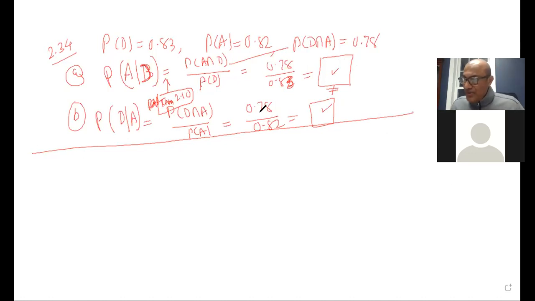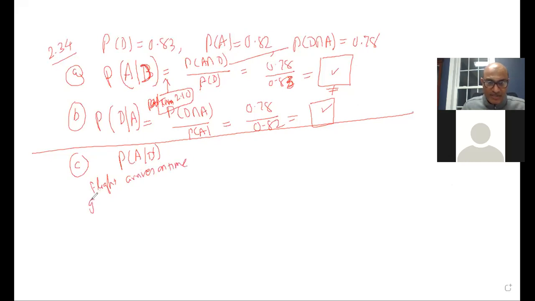Okay, now I would just like to switch this example. Suppose somebody asked me to find the probability that the flight arrives on time, given that it was not departed on time.